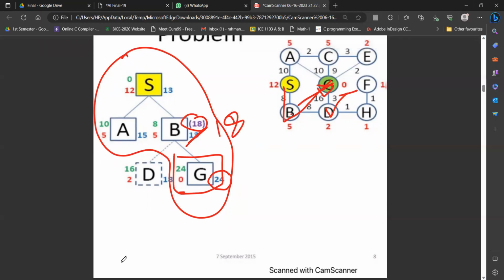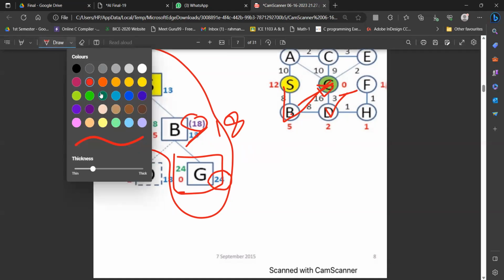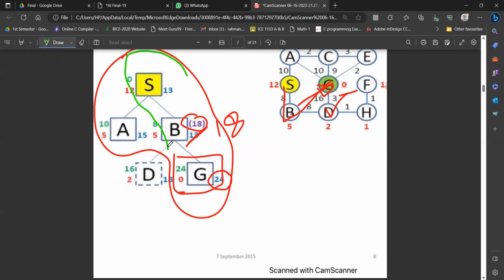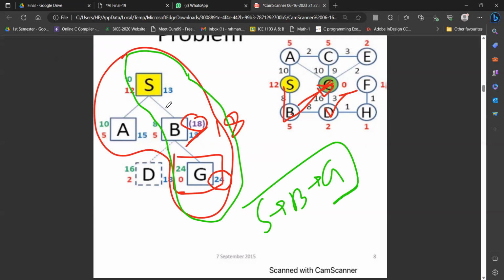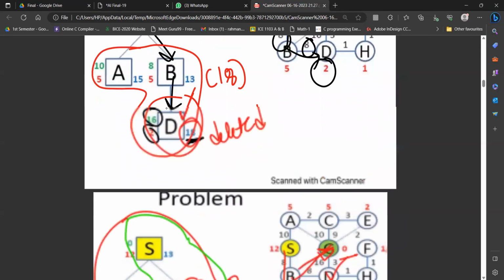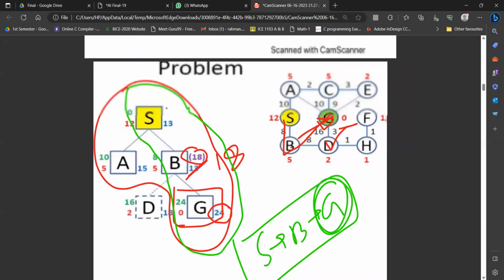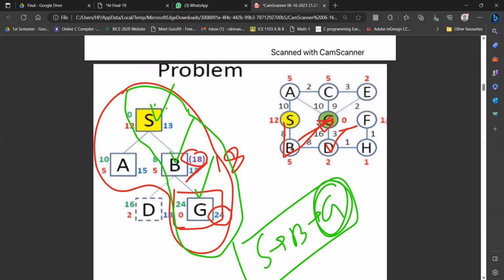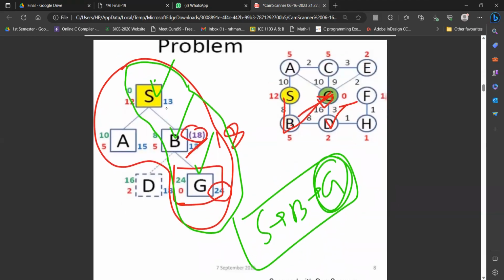And like I said, you need to delete G because you have to add other nodes. And you might be wondering why we do not consider this to be the optimal path, because we have already reached G. So why don't we consider S, B, G the optimal path? The goal node has already been reached. The reason why we are not considering this is because we said at the very beginning of the question that the memory should have 4 nodes, and that is not satisfying the condition. The memory here has 3 nodes only, S, B, G, right? And that is not the correct path that we're looking for. We're looking for an optimal path which has 4 nodes.